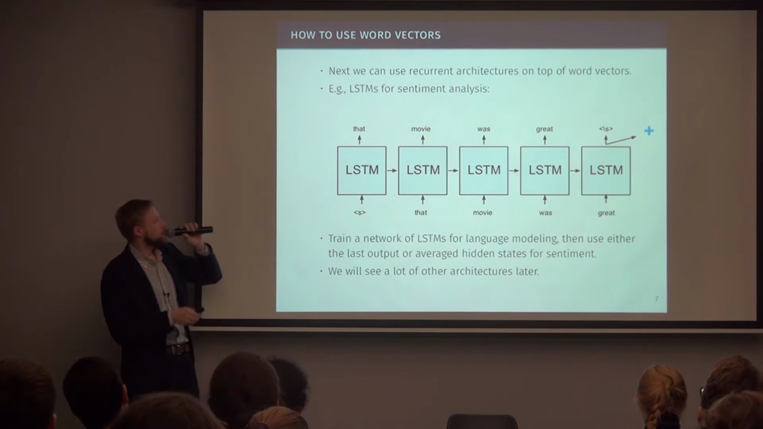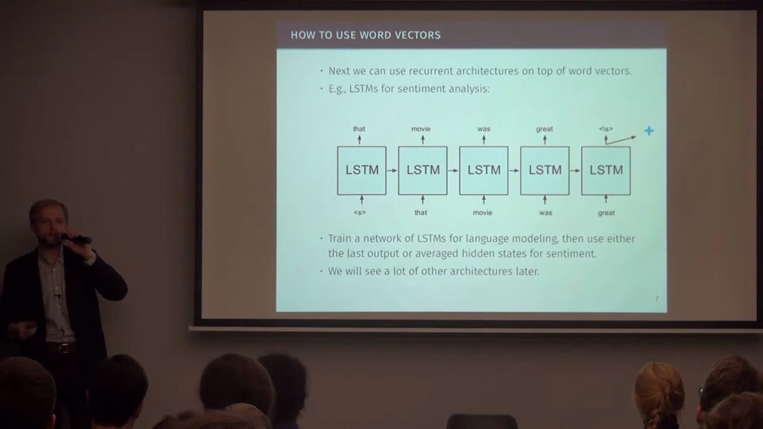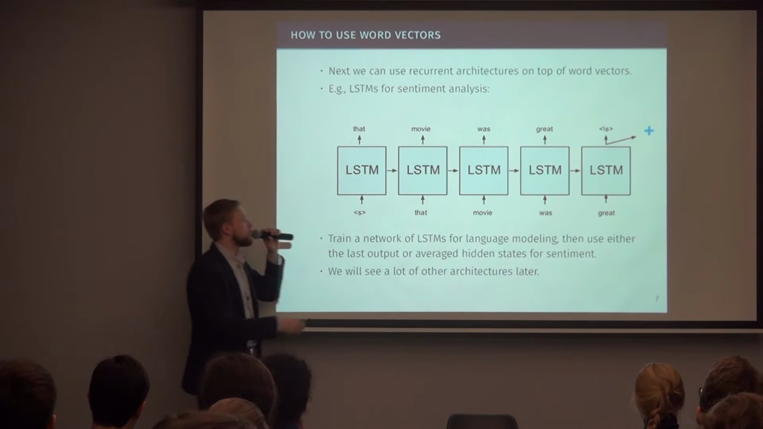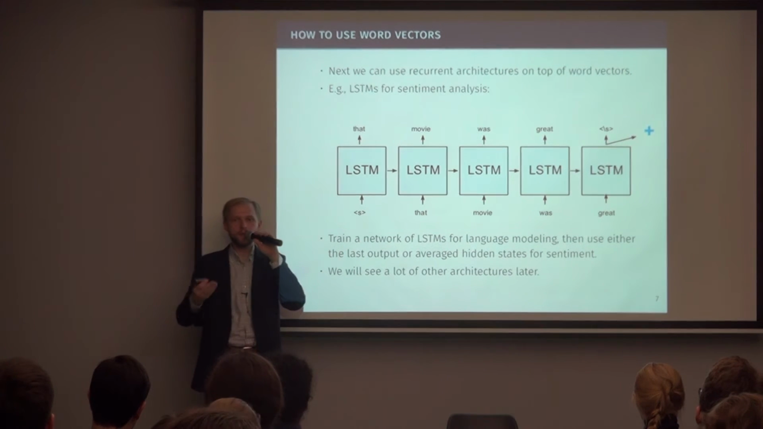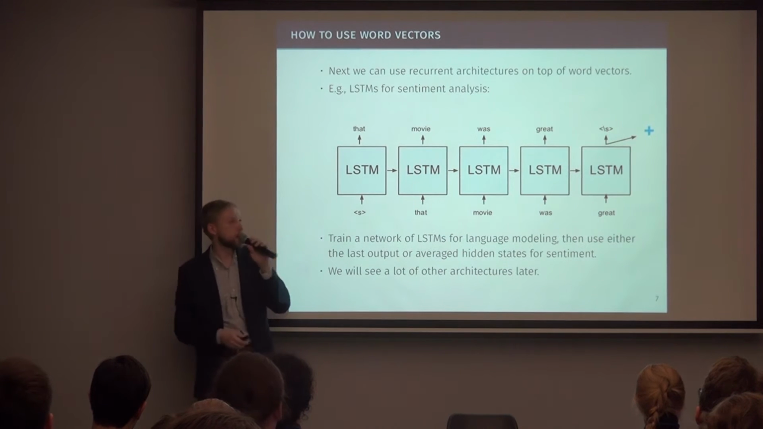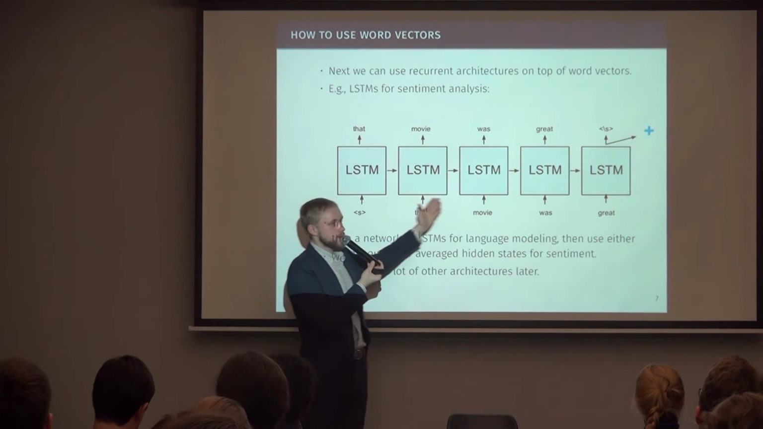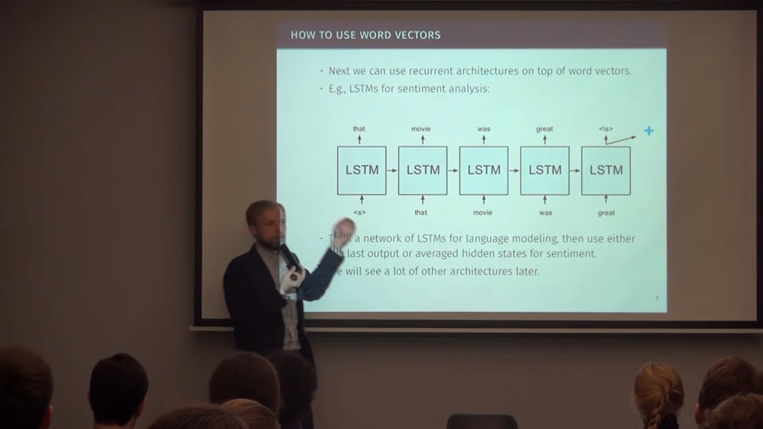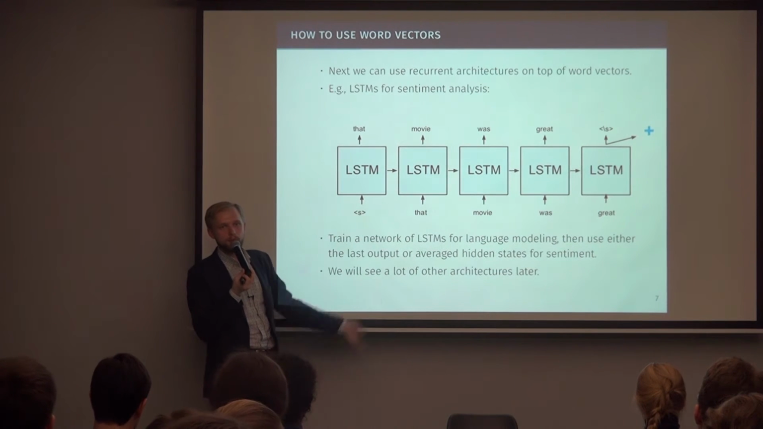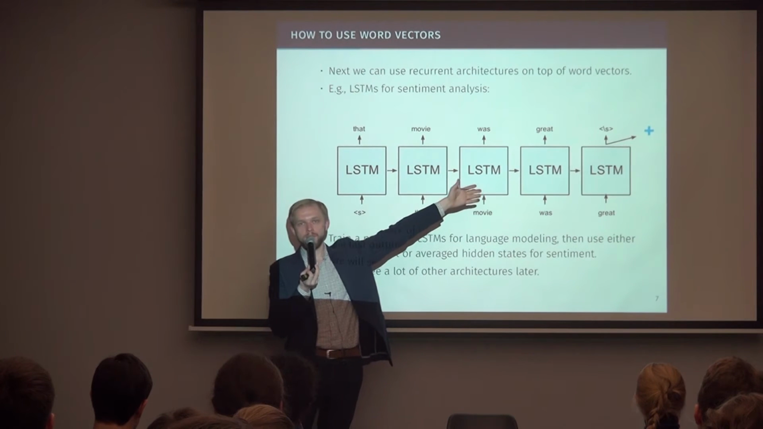For example, this is a very simple example of how you can use the word vectors. Suppose you want to have a sentiment analysis model, right? You want to predict the sentiment of a short piece of text. How do you do that? Well, you take your text, you split it into words. For each word, you take its vector, and you plug this vector into a network of LSTMs.